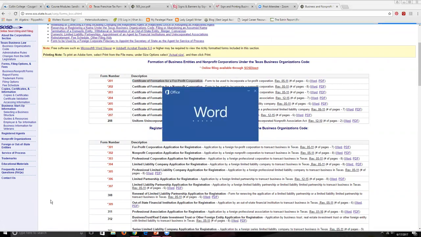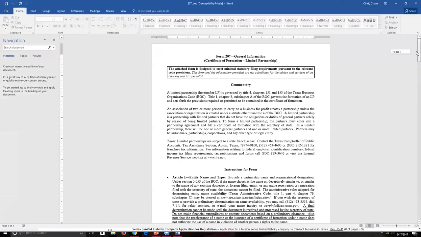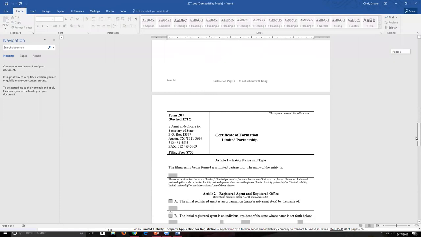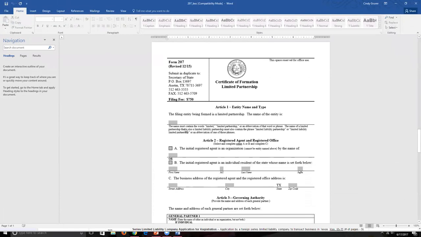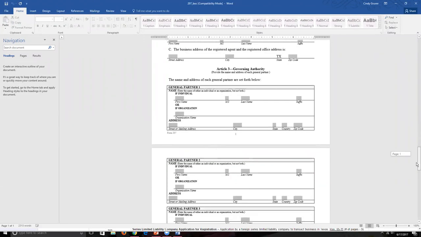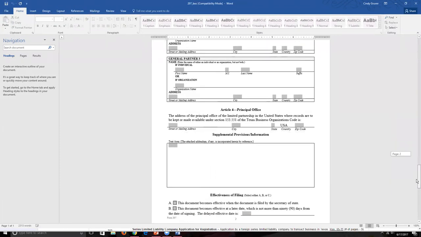And just to show you how easy these are to work through, it gives you detailed instructions about each one of the sections. And then the form itself is super easy. You give the name of the form, you give who is going to be the registered agent, who is going to be the general partner. You're probably just going to have one. You don't even have to list the limited partners.